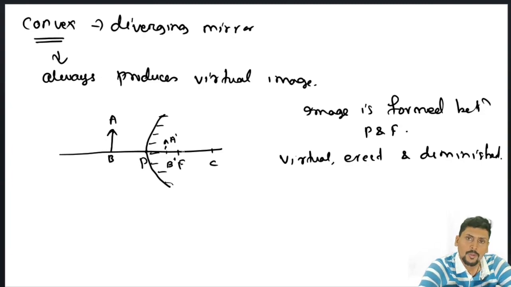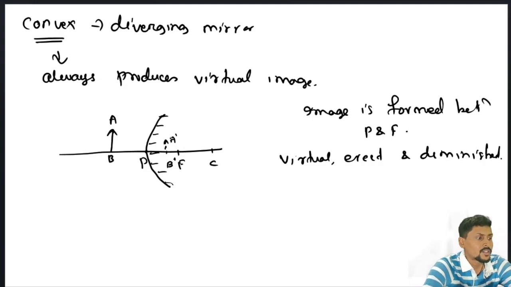For the convex mirror there are only two cases, at finite distance and at infinity. For the convex mirror we discuss, if the object lies at infinity, the image will form at the focus, it will be virtual, erect and highly diminished. If the object is at a finite distance in front of a convex mirror, then the image will be formed between pole and focus. It will be virtual, erect and diminished. So this is the image formation by a convex mirror.